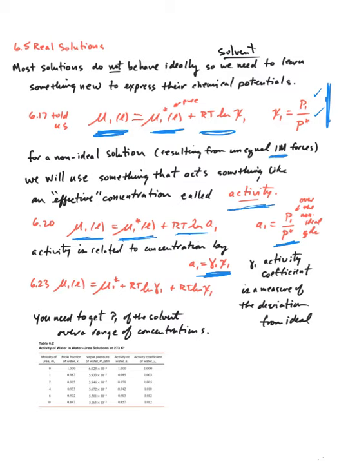And so you could make a substitution of the definition of activity into here, and you could see that two of the three terms are the same as they were up in 6.17. You do have this extra term here, the activity coefficient. Now, how do you go about getting these values in a lab? Basically, you need to find out what the partial pressure is over a range of concentrations.